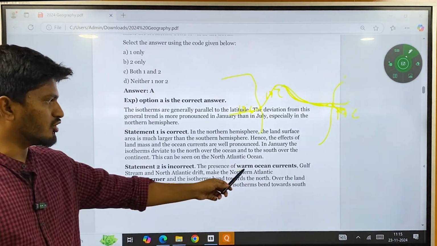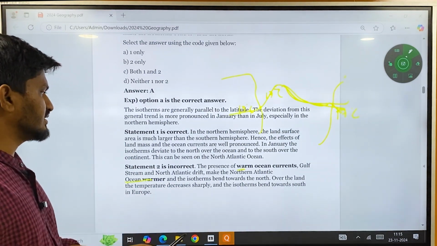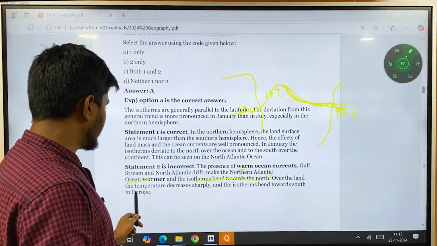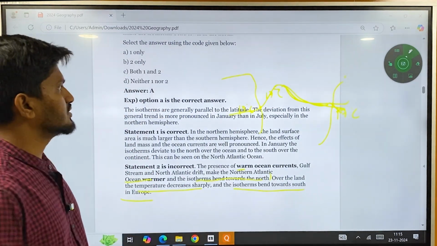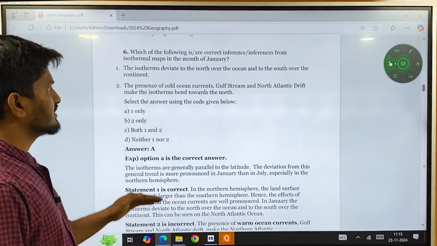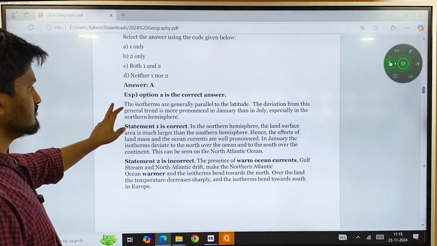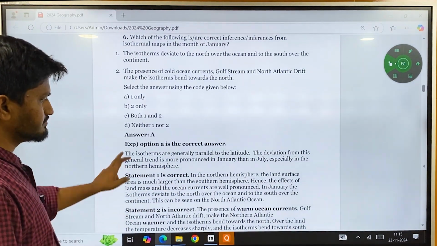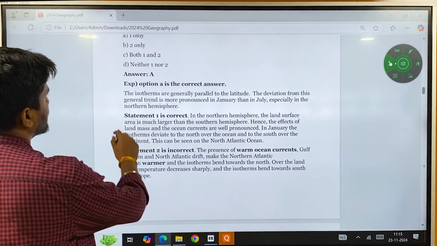Statement number 2: the presence of warm ocean currents, Gulf Stream and North Atlantic drift, make the North Atlantic Ocean warmer and the isotherms bend towards the north. Okay, the first part of the option is correct, but over the land the temperature decreases sharply and the isotherms bend towards the south in Europe. So statement number 2, the presence of cold ocean currents, Gulf Stream, North Atlantic drift make the isotherms bend towards the north, is wrong. It is not the cold ocean current, but the warm ocean currents that bend the isotherm to the north. Okay, so this is about isotherms. So the correct answer is 1 only.